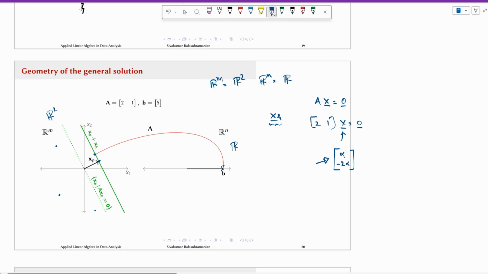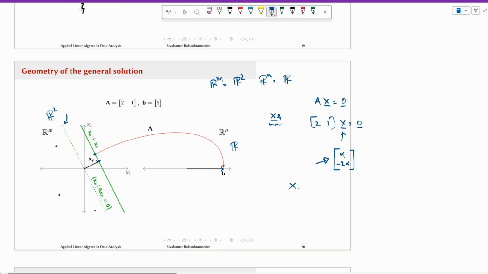Now, if you plot them in the input space, these are the different possible values of the input. They will essentially form this line, which passes through the origin. That's essentially a subspace. Okay? So this dotted green line that you see is the set of all possible homogeneous solutions.